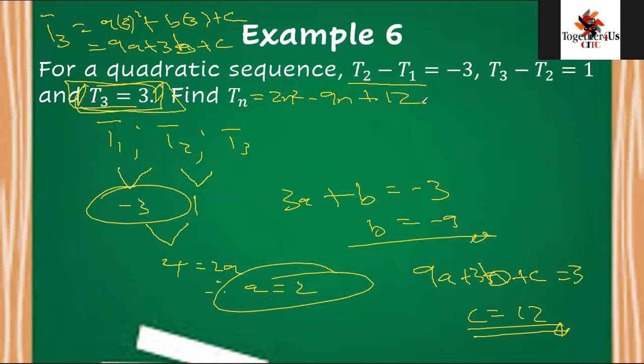And you are done. Of course, you can go ahead and find T1 and T2 and T3 to test your solution and see if you say T2 minus T1, will you get a negative 3? If you say T3 minus T2, will you get a 1? That's the way in which you would go about verifying your answers in this case.